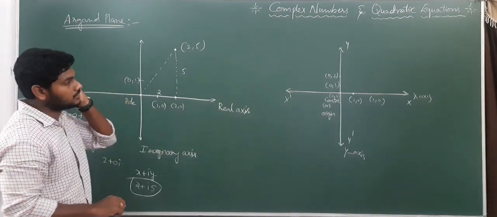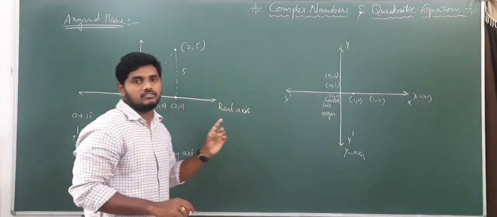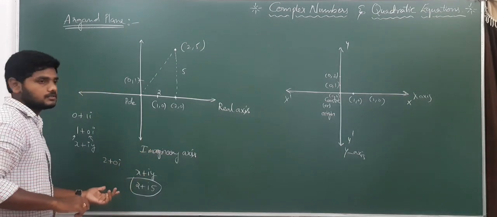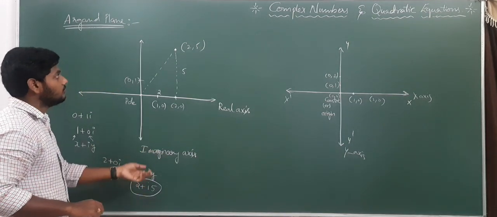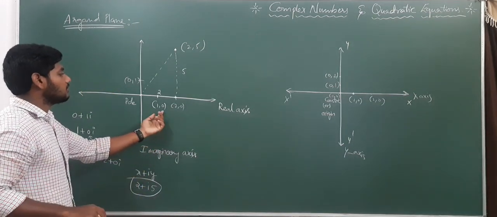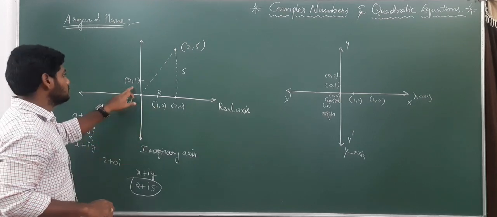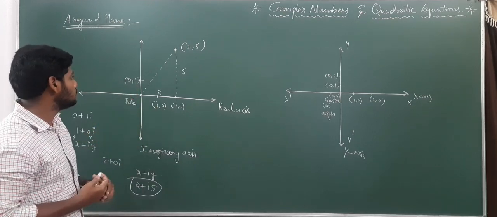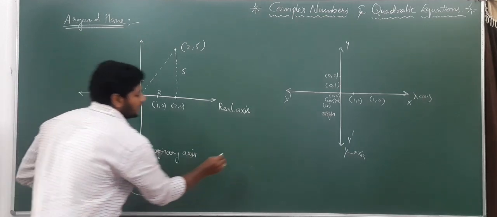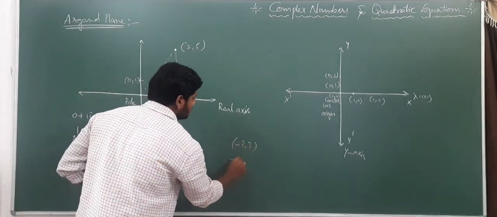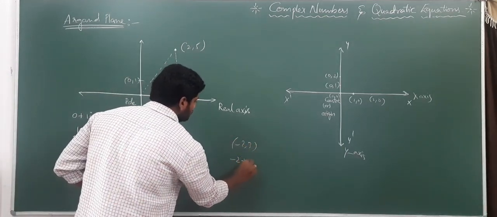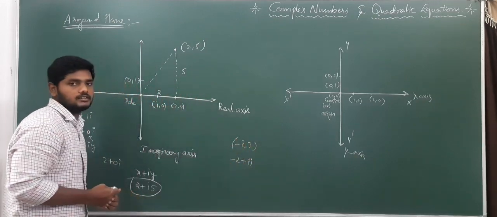So any point in that Argand plane we can convert into a complex number. That is 2 plus i5, i into 5 or 5 into i. 1 comma 0 we can write as 1 plus 0i. 0 comma 1 we can write as 0 plus 1i. And again minus 2 comma 3 you can also write as minus 2 plus 3i. In that form also you can write, right?